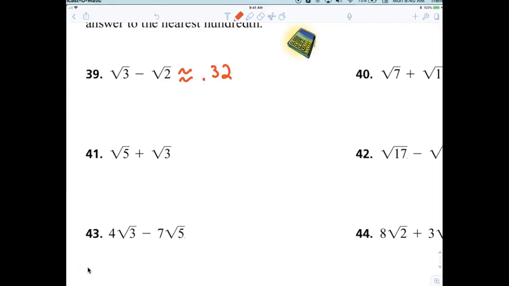I didn't get that. I got 1. Well, it's definitely not negative. I got 1.2. Their calculator's 1.26. I got 1.26. Okay, I got the calculator.